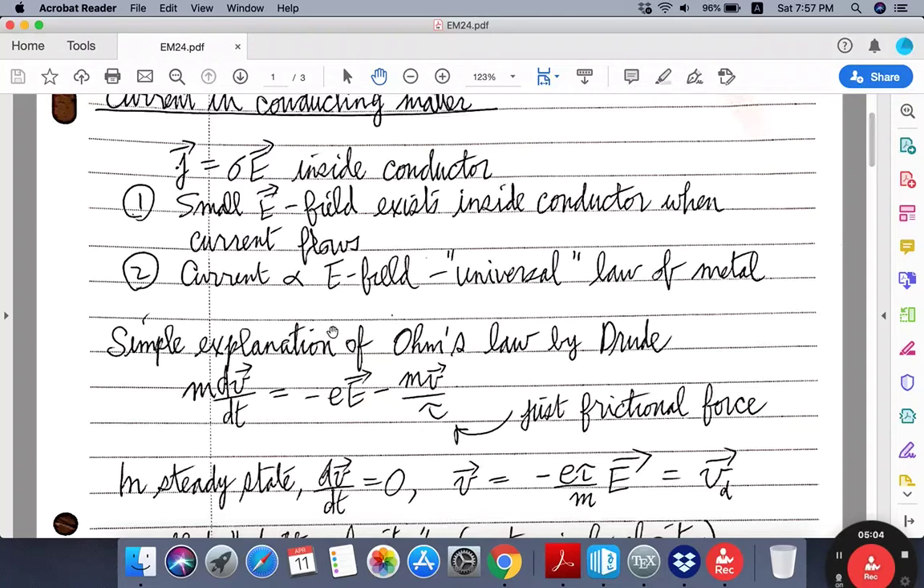Okay. So Ohm's law, at least for metals, is I would say the fundamental law governing the behavior of a metal, and it's extremely difficult to find an exception to that.